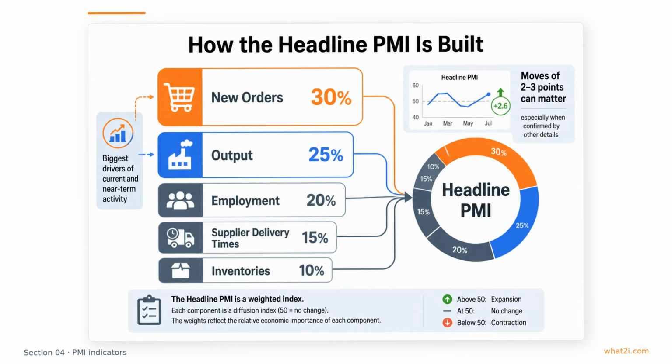A 2 or 3 point move in the headline PMI can matter, especially if the subcomponents move in a consistent way. Traders therefore look at both the final headline and the pieces that are driving it.